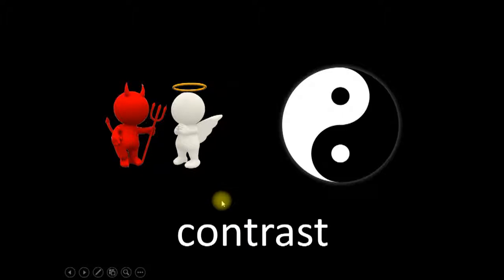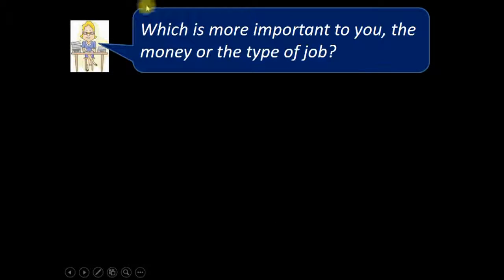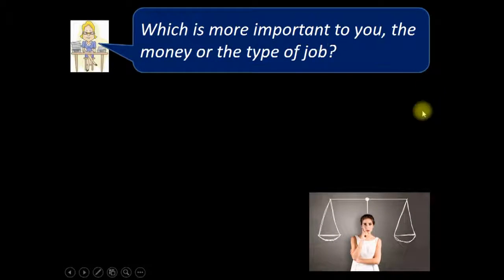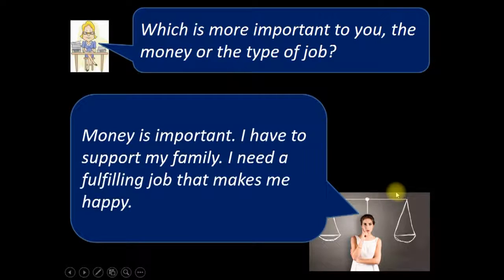Now our next function is contrast, where two things are opposite or different. If the examiner asks, which is more important to you, the money or the type of job? Now here you have to balance and you kind of have to make a decision, but often we'll talk about both. For example, money is important. I have to support my family. I need a fulfilling job that makes me happy.